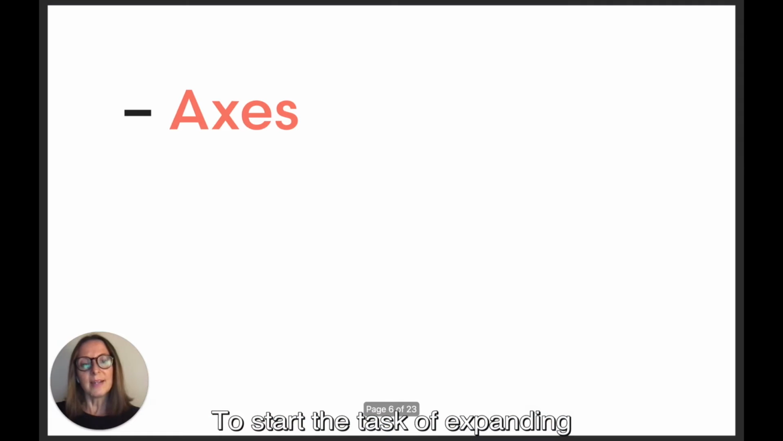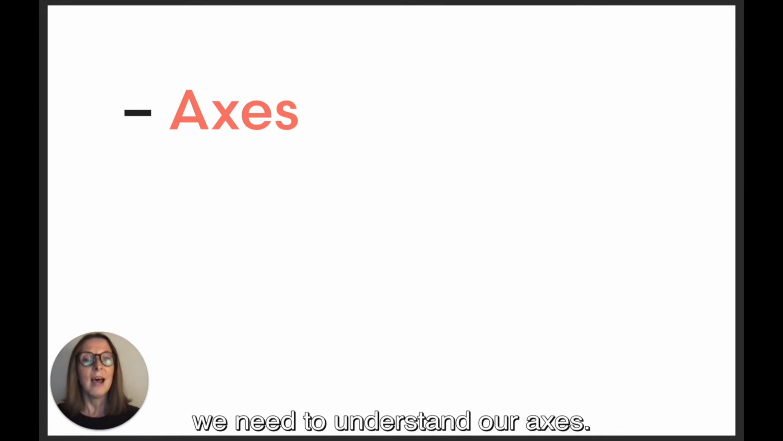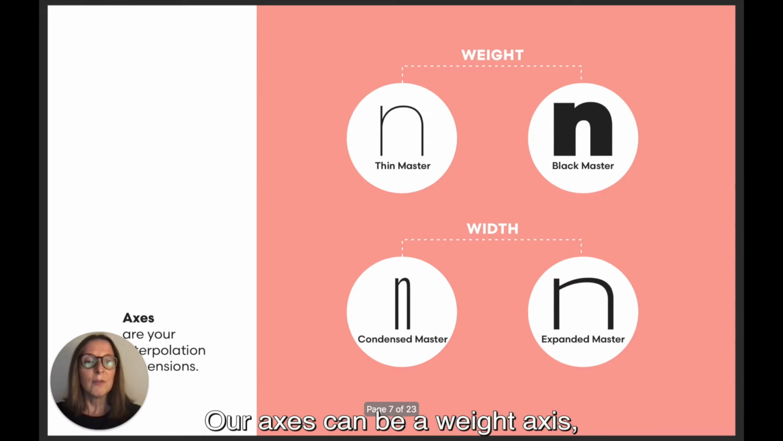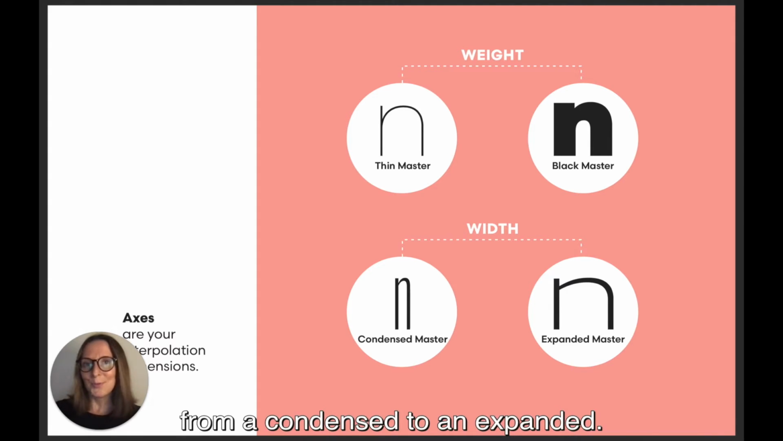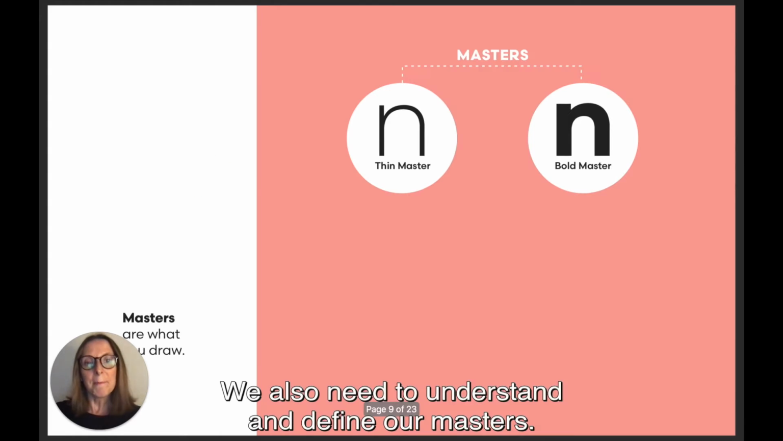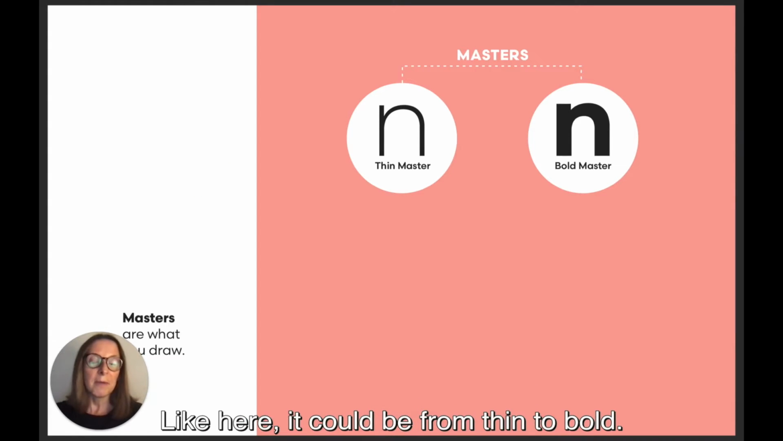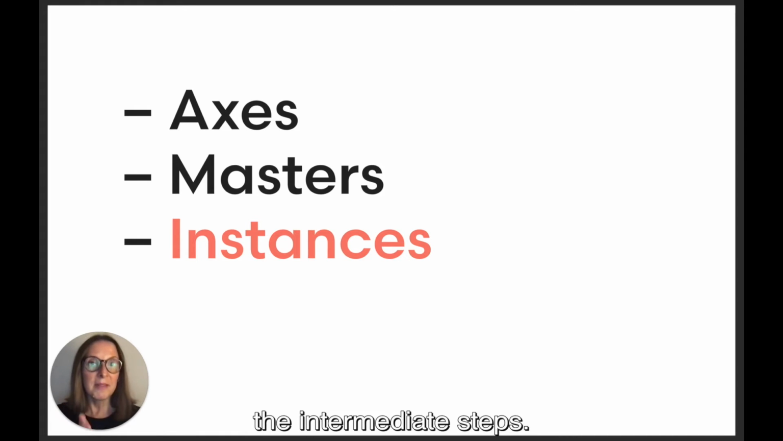So to start the task of expanding from one typeface to a family typeface, we need to understand our axis. Our axis could be a weight axis from a thin to a black master, or it could be a width axis from a condensed to an expanded. We also need to understand and define our masters, like here, it could be from a thin to a bold. We need to define our instances, which are the intermediate steps.